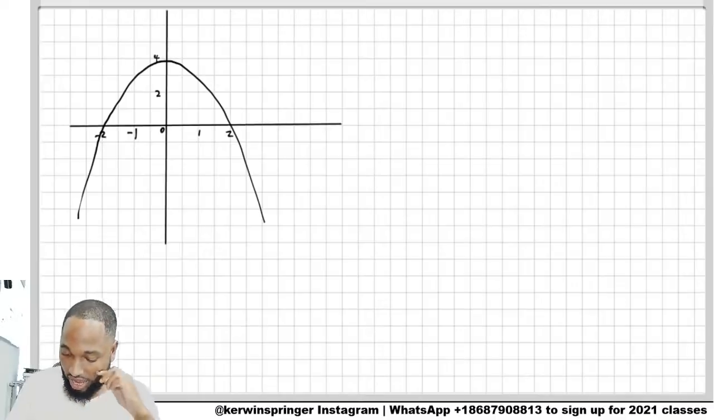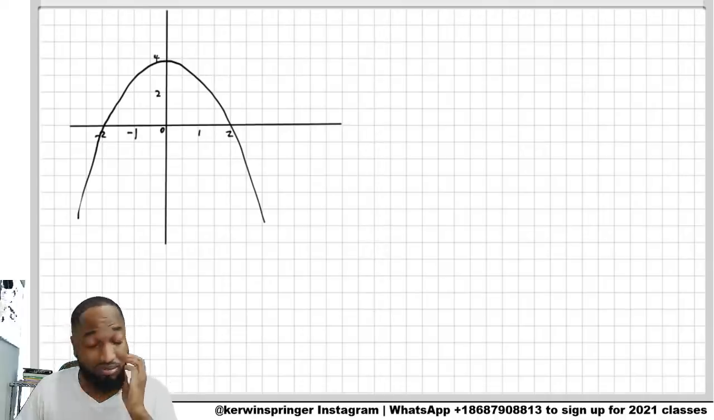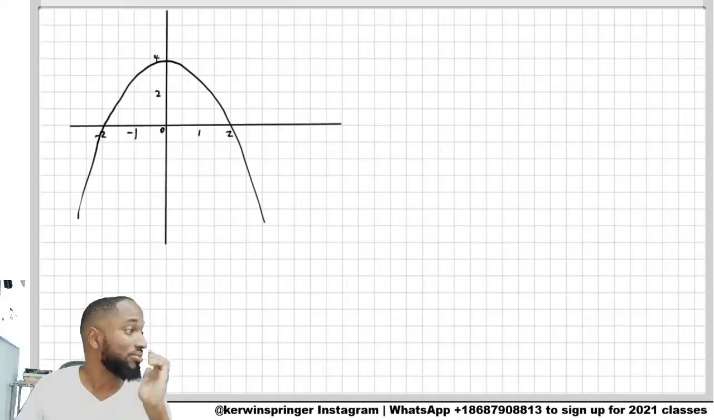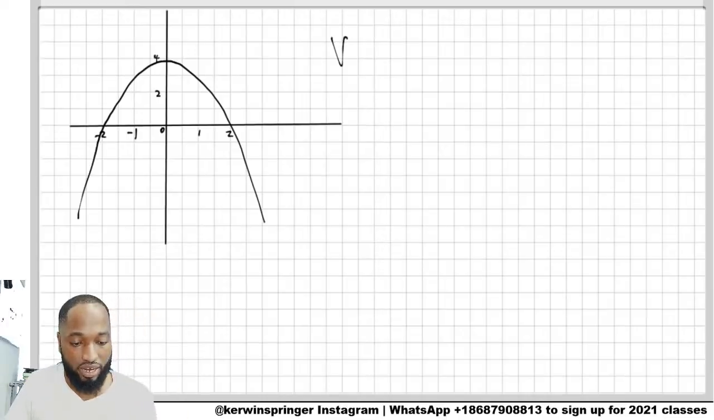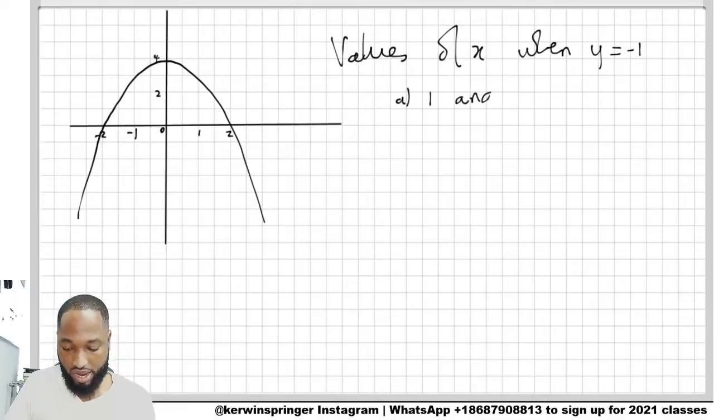Alright, so from the graph, the values of x when y is equal to -1. Wait, do I have to draw all of that to do this question, right? Values of x when y equals -1: A, 1 and -1; B, 2.2 and -2.2.